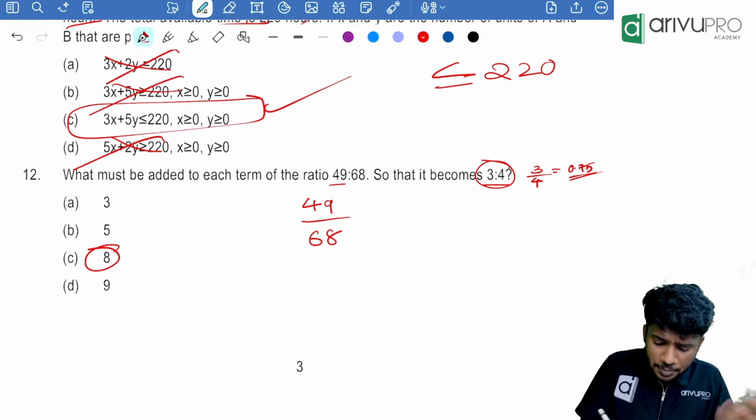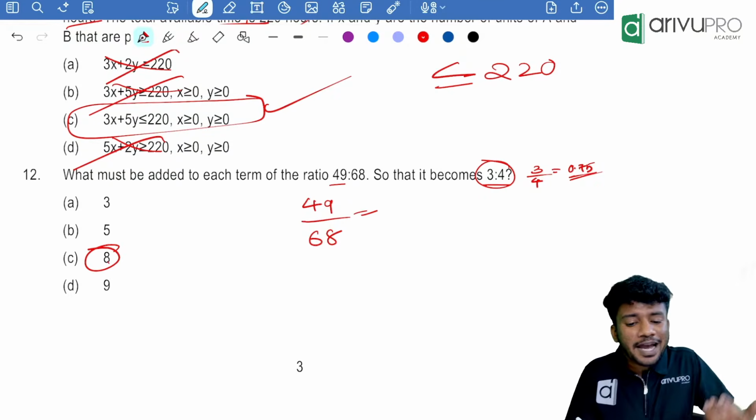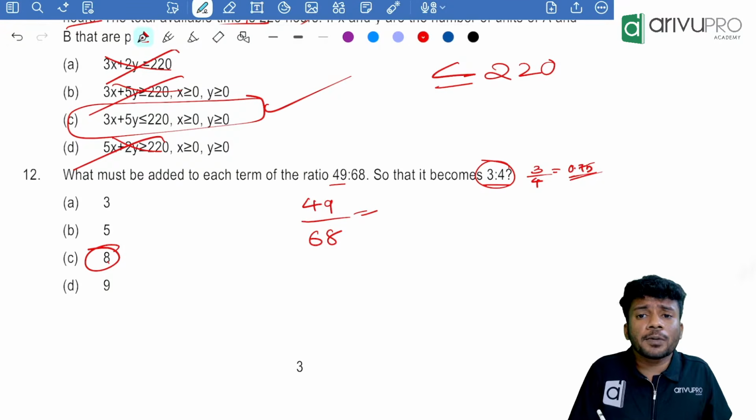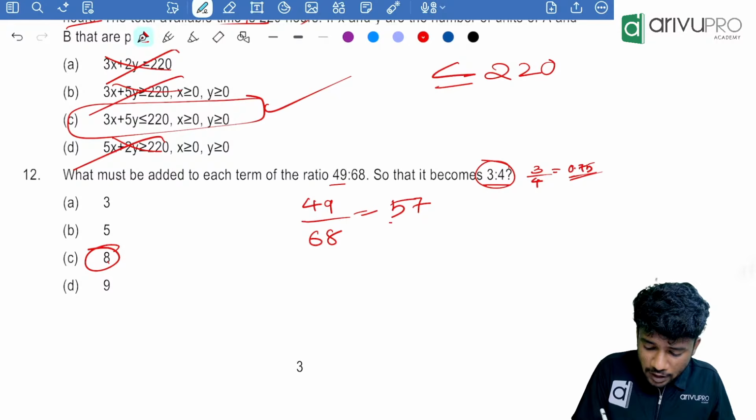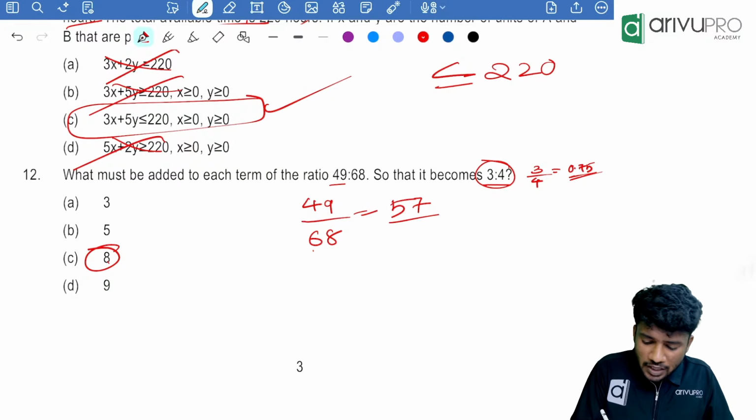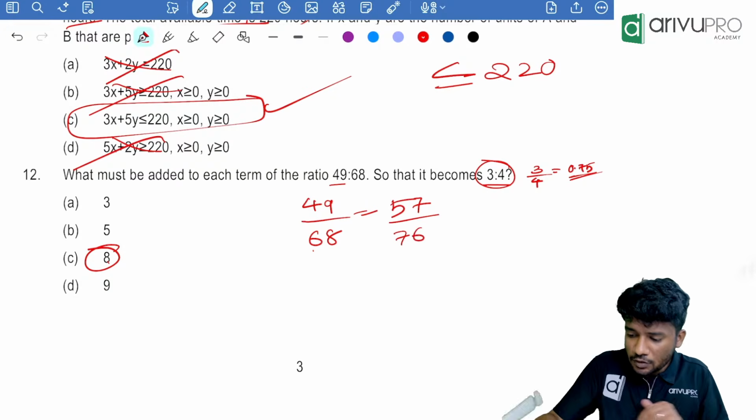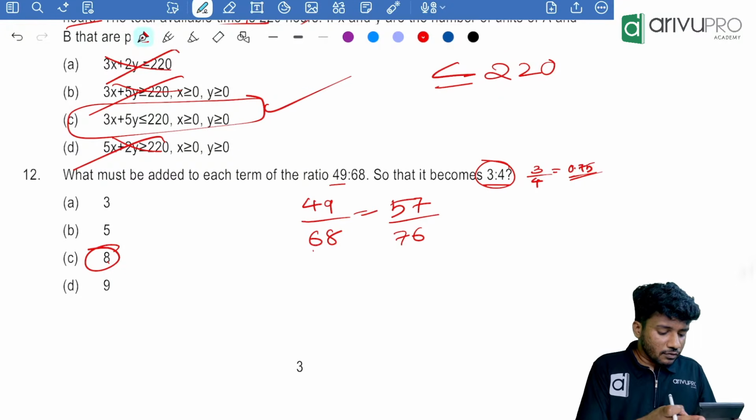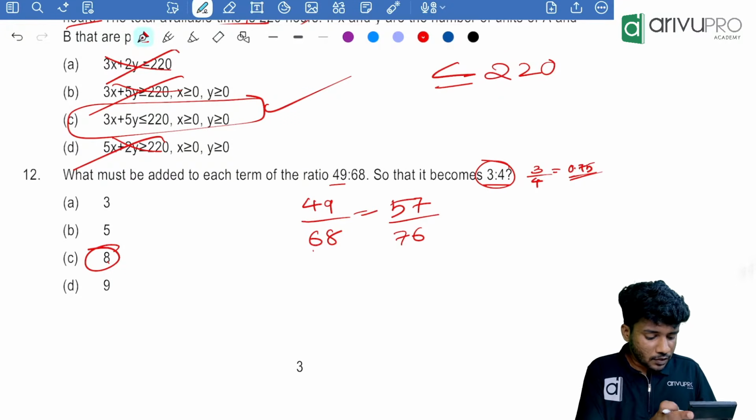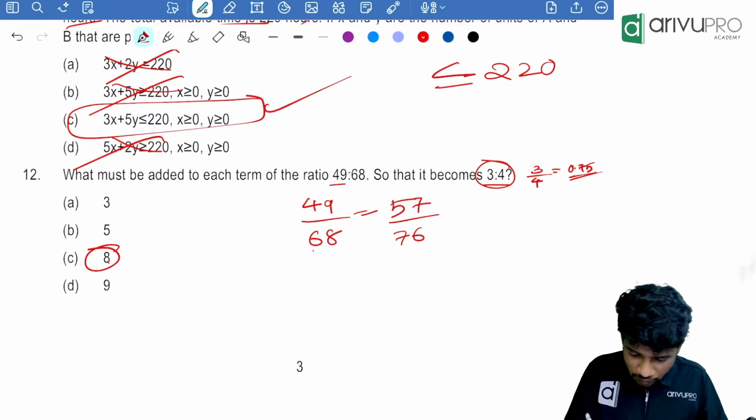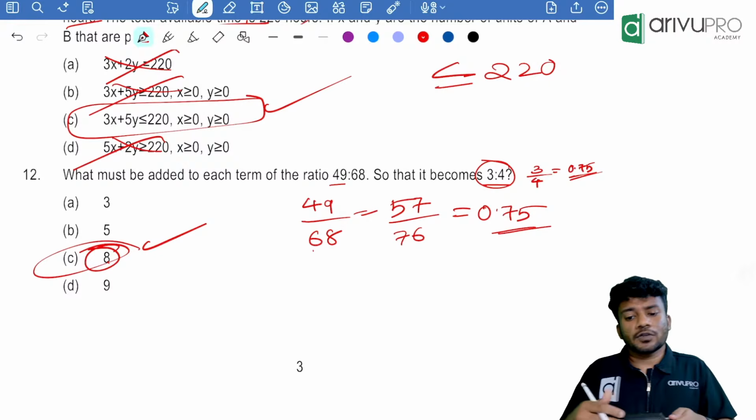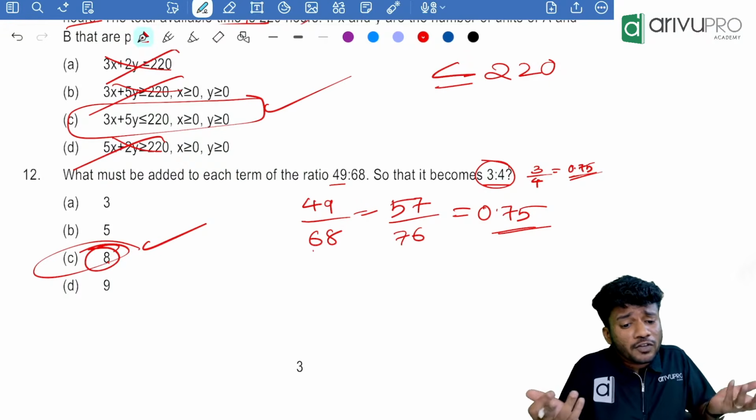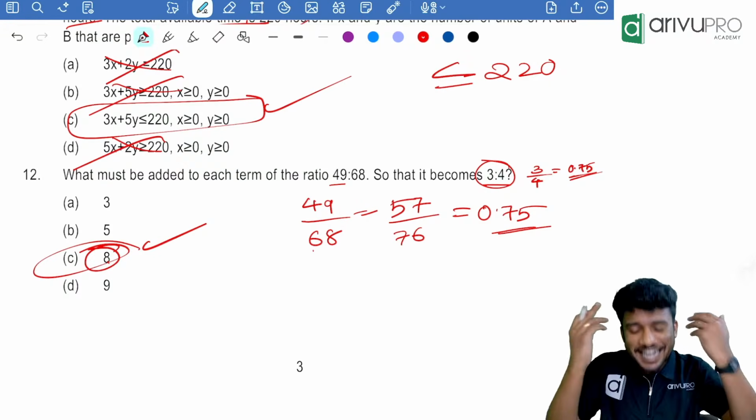Look here, try option C, which is 8, and add it to each value. Numerator plus 8: 49 plus 8 is 57, divided by 68 plus 8, which is 76. Take your calculator out and check. 57 divided by 76 is equal to 0.75. So which option is giving you the answer, people? Option C. If that option is not giving it, what will you do? Sit there and cry? No, go for the next option.